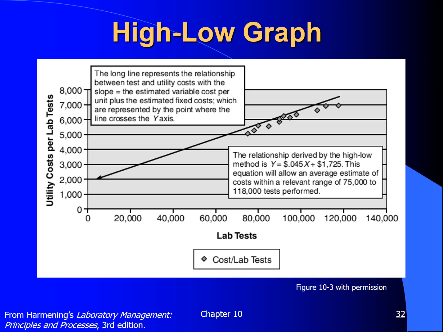The cost formula or relationship derived by this high-low graph is y equals fixed plus variable rate times number of tests. Using the information presented in Table 10-7 of your textbook on page 258, what will be the month's estimated cost for utilities for January of the following year if the test volume projected is 100,000 tests? Work through the calculations on page 258 of your textbook.